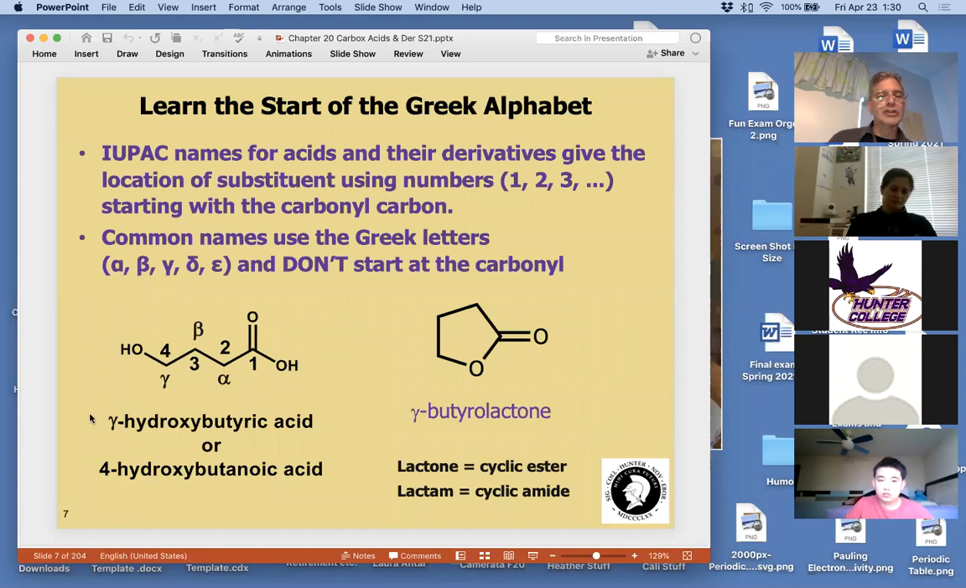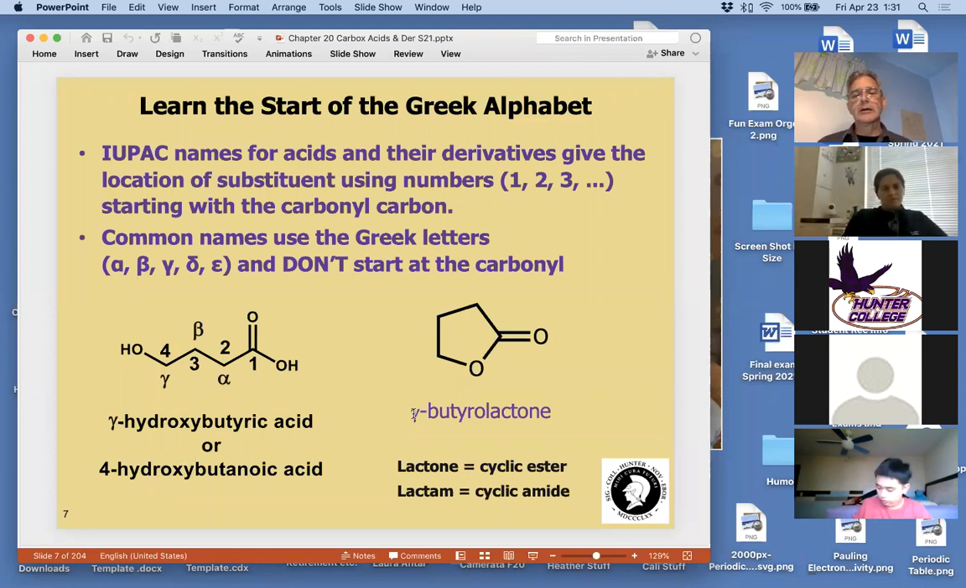And, you know, I think the rest is clear. So this is gamma hydroxybutyric acid, or GHB. And this is IUPAC 4-hydroxybutanoic acid. Please don't mix and match them. We would never use 4 with butyric acid or gamma with butanoic acid, okay? Stay in common names or stay in IUPAC names.